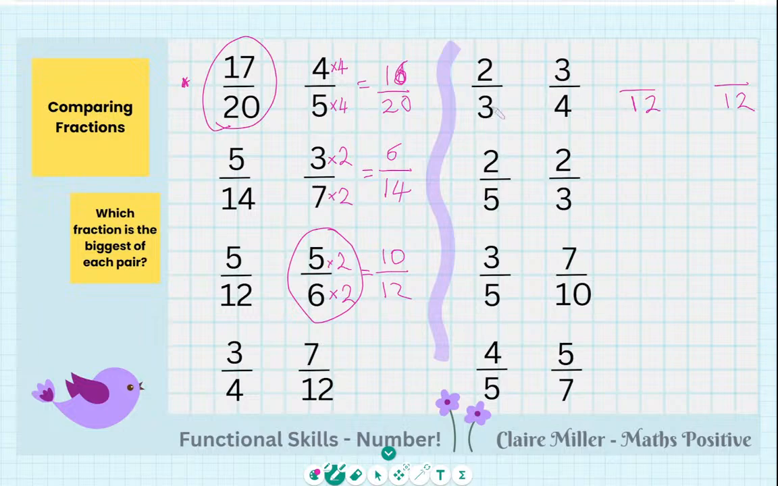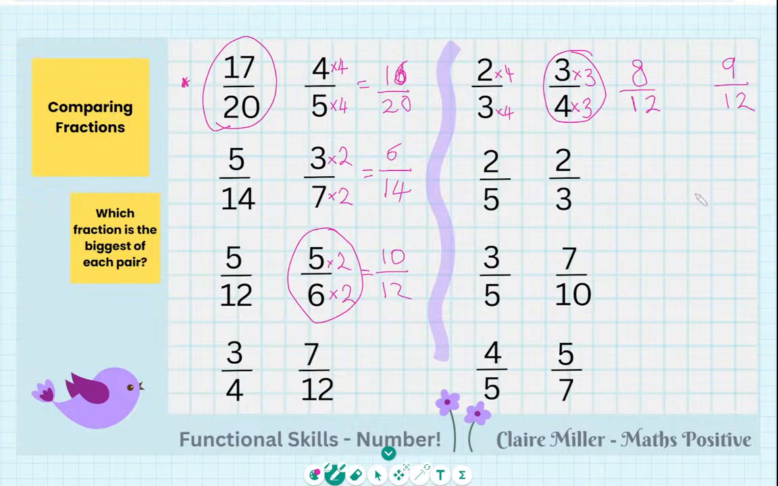So what did I times the 3 by to turn it into 12? I times it by 4, didn't I? You just saw me do that. So that means I need to times the 2 by 4 as well. That's going to give me 8/12. What did I times the 4 by to turn it into a 12? I times it by a 3. 4 times 3. So I need to times the 3 by 3 as well. So that gives me 9/12. Aha! So this is bigger than this. And that was quite hard to work out, actually. I think I'd have struggled a bit if I hadn't used my equivalent fractions.